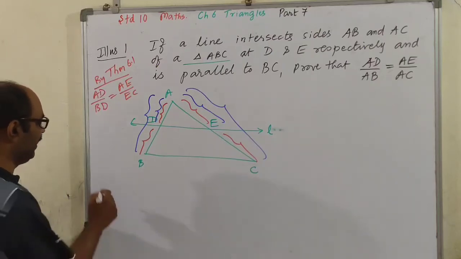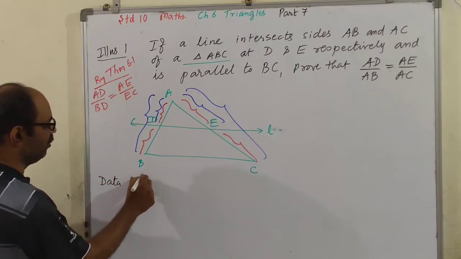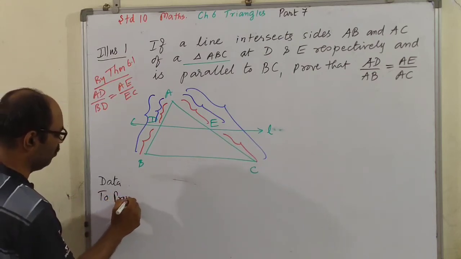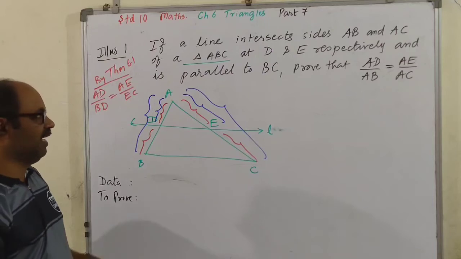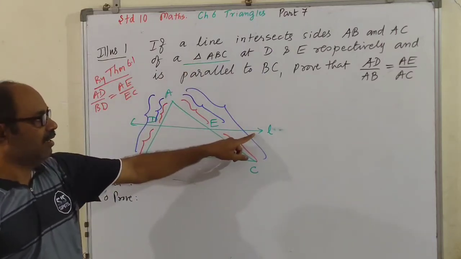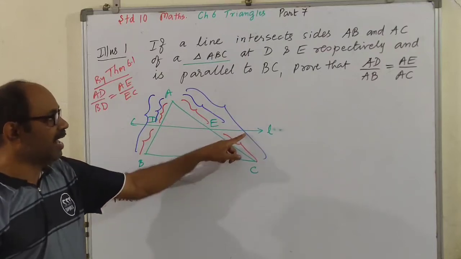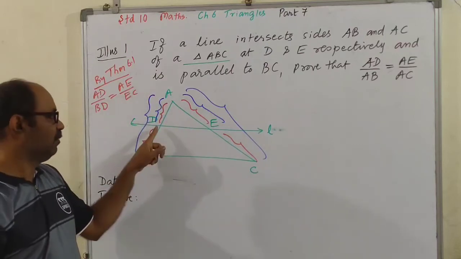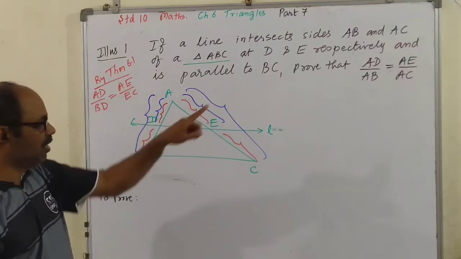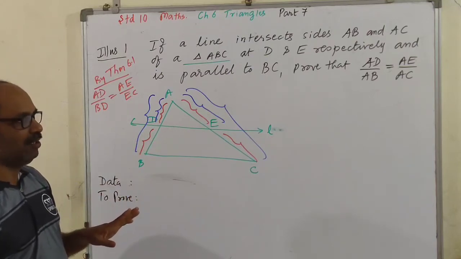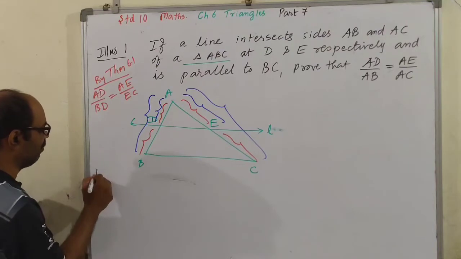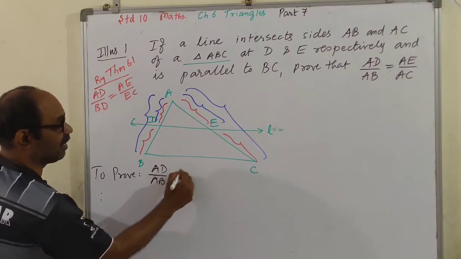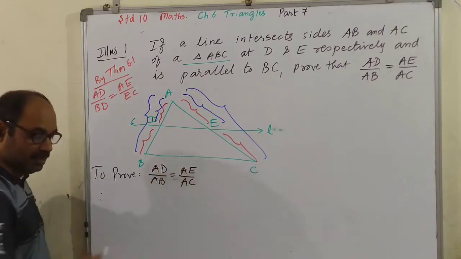चलिए, data and to prove. Okay, I'll write here. Data and to prove. I'll just pick out what is data. In triangle ABC, line L is parallel to BC and it intersects AB and AC respectively in points D and E. To prove: AD upon AB is equal to AE upon AC. This is what you have to prove.